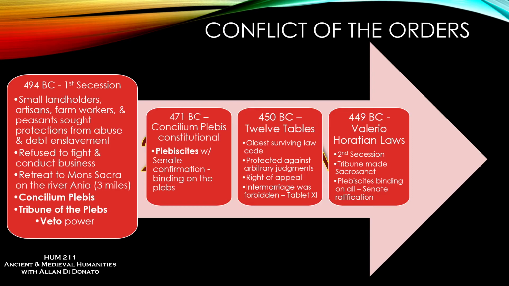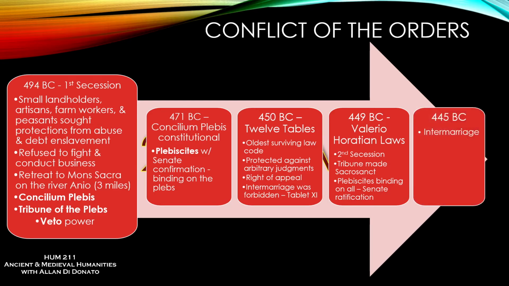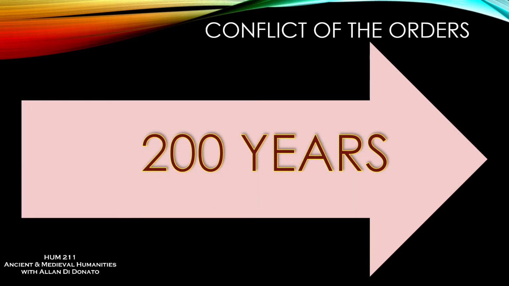So if you harm a tribune, this was a religious crime. This is something the gods would punish, and that's pretty serious from the Roman point of view, being very religious people. And they also make these plebiscites binding on all of the population by that time, as long as the Senate ratifies that vote. Okay? By 445, intermarriage is changed. So within a 5-year period, they go back to allowing intermarriage between the groups.